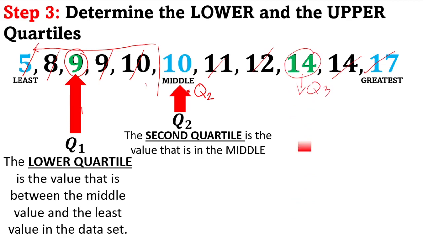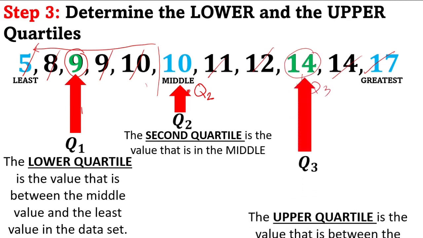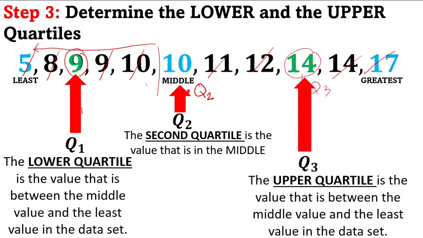Okay? So, the upper quartile is the value that is between the middle value and the greatest, should I say. I forgot to edit this out. This should be greatest. Correction, this is greatest. Okay, I forgot to edit it out. So, the upper quartile is the value that is between the middle value and the greatest value in the set.